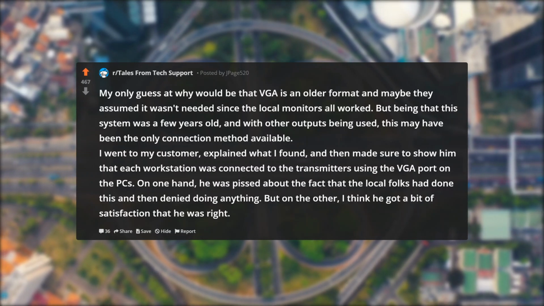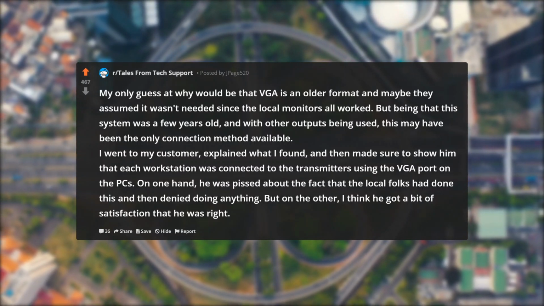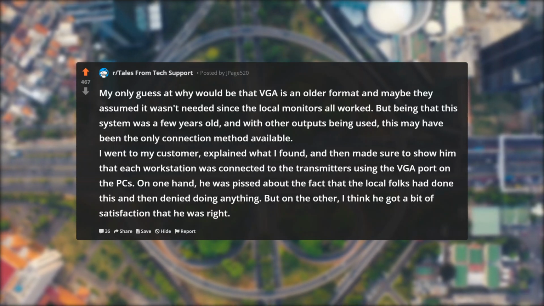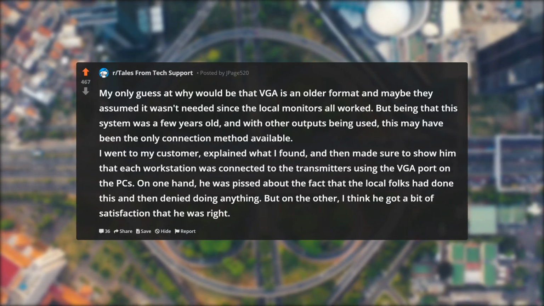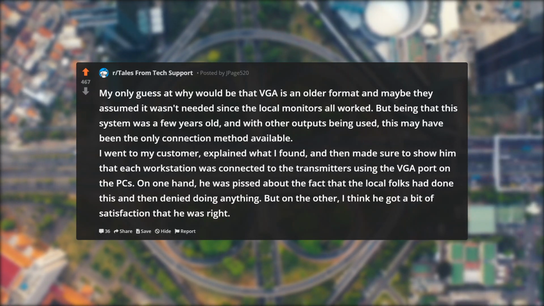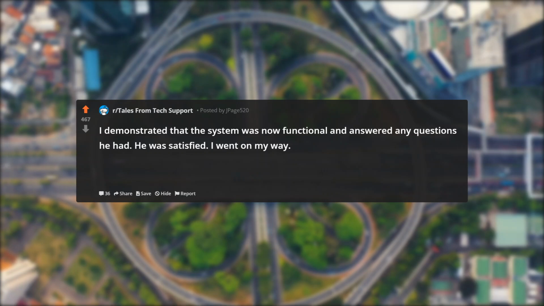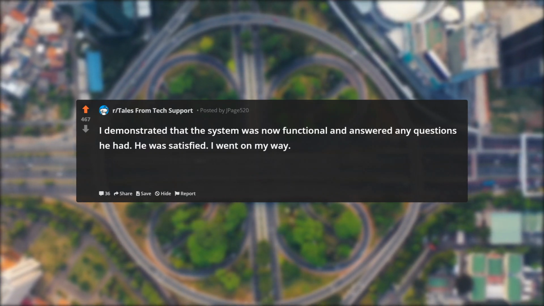I went to my customer, explained what I found, and then made sure to show him that each workstation was connected to the transmitters using the VGA port on the PCs. On one hand, he was pissed about the fact that the local folks had done this, and then denied doing anything. But on the other, I think he got a bit of satisfaction that he was right. I demonstrated that the system was now functional and answered any questions he had. He was satisfied. I went on my way.